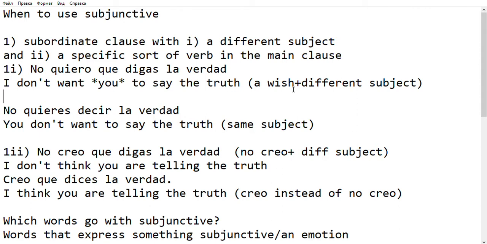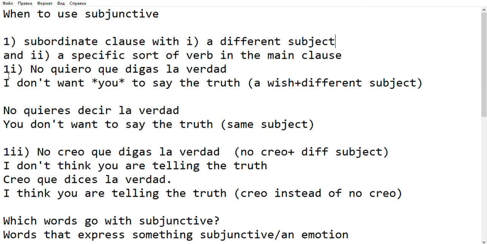So, today, what we will look at is subordinate clauses. In what kind of subordinate clauses do we use the subjunctive? First of all, to use the subjunctive, we need a different subject. To say it differently, I have one subject in my main clause and a different subject in my subordinate clause. What exactly does this mean?